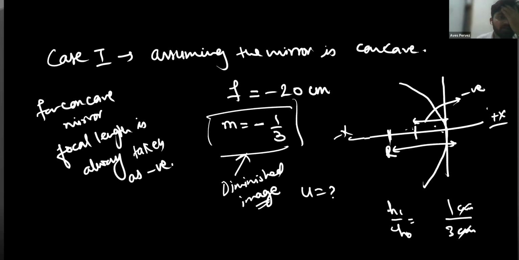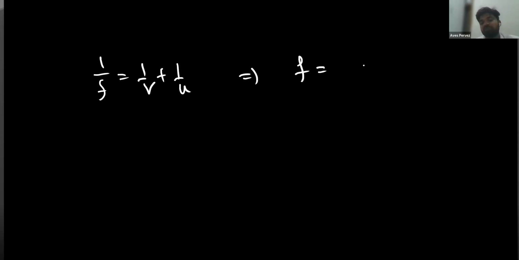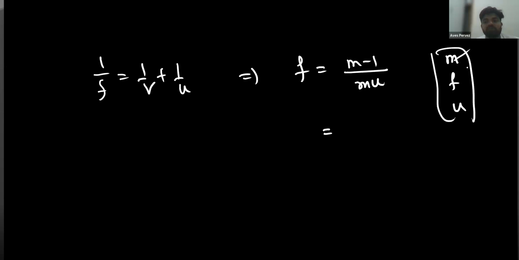Now, solving using the formula 1/f equals 1/v plus 1/u. Sorry, we don't have to use this formula. We have to use f equals, what was the formula? m minus 1 upon mu. So in case we have m, f, and u, only 3 things, and 2 are given, this is unknown, we need to find it out by calculation. Sir, we should use the reciprocal, right? Because 1 by f is m minus 1 by mu.